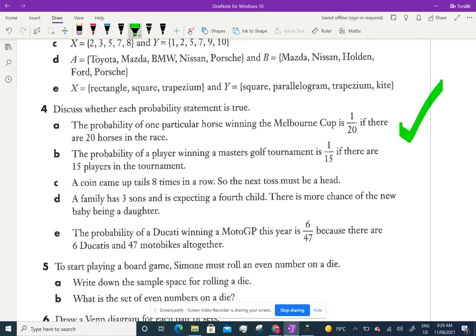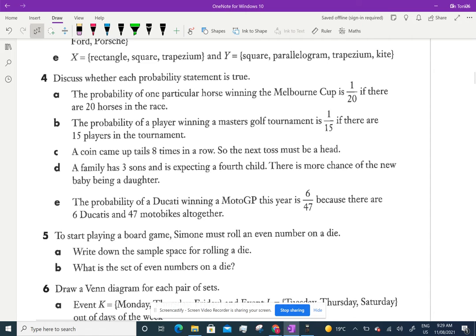The same as with the horses in the Melbourne Cup. Not every horse has the same probability of winning. The same as if we were to swim in a swimming race against Ariarne Titmus, we would be in a bit of trouble because Ariarne Titmus has a higher probability of winning than us. So that's pretty obvious. Masters golf is the same.